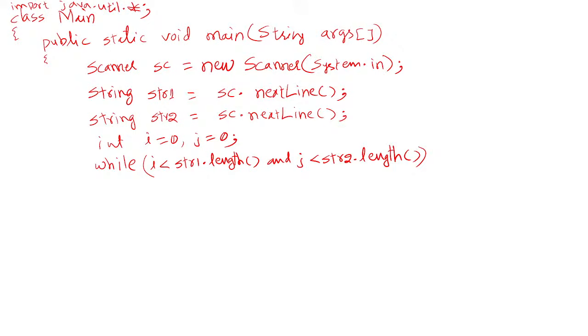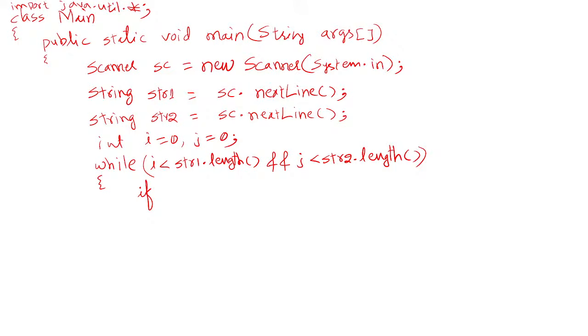Here, can we use AND? No, for AND we should use the logical AND operator here. Right, so inside the loop, what we need to do? We need to test the condition.